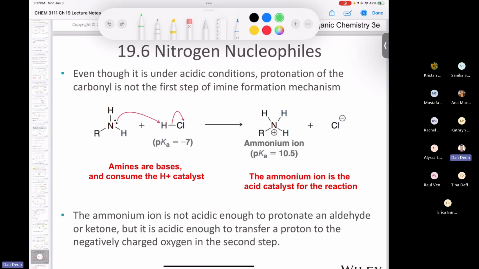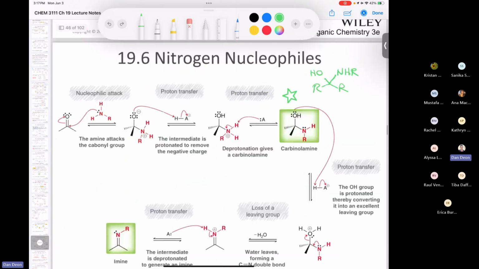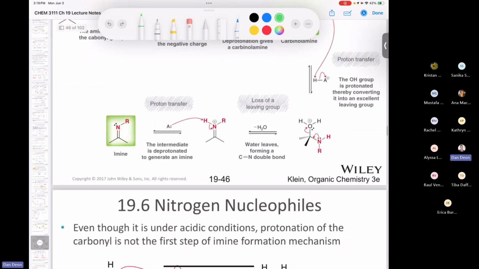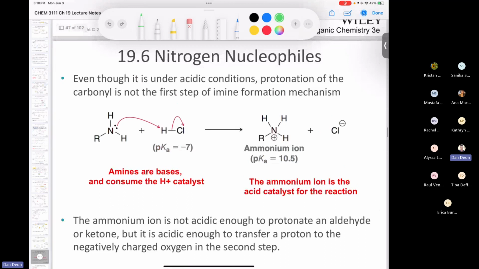And so, yes, the ammonium ion is the acid catalyst for this, but it says here that the ammonium ion is not acidic enough to protonate the aldehyde or a ketone, but it is acidic enough to transfer a proton to the negatively charged oxygen. So again, even though the ammonium ion can't protonate this, it can protonate that because that's got a negative charge. Now, am I going to ask you to write an essay about this page or anything? No, but it is good food for thought, and you should understand by now that if you take an amine and put it with a strong acid like HCl, the equilibrium is going to lie completely to this side.